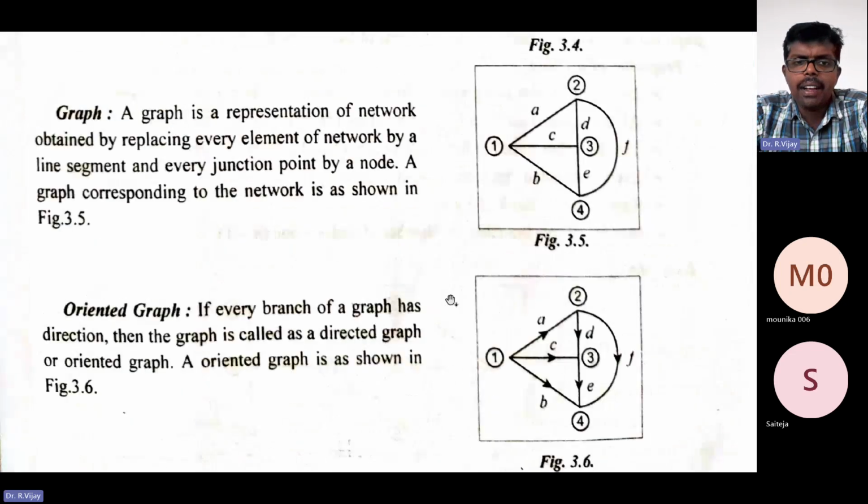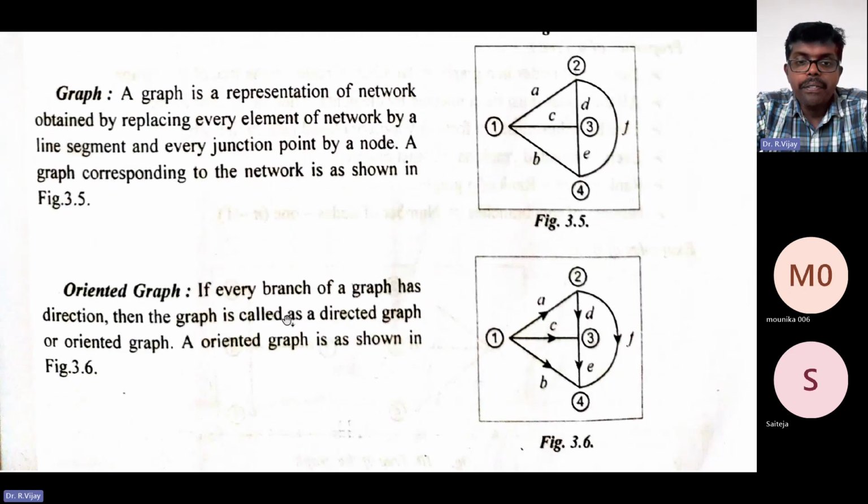What is an oriented graph? An oriented graph is one where every branch of a graph has a direction. If every branch of a graph has a direction, then the graph is called a directed graph or oriented graph. In this graph every branch has some direction, say for example 1 to 2. Here A is one direction, here D is one direction, C is one direction, B is one direction, E is one direction, F is one direction. So that is called an oriented graph, or otherwise a directed graph, as shown in the figure.